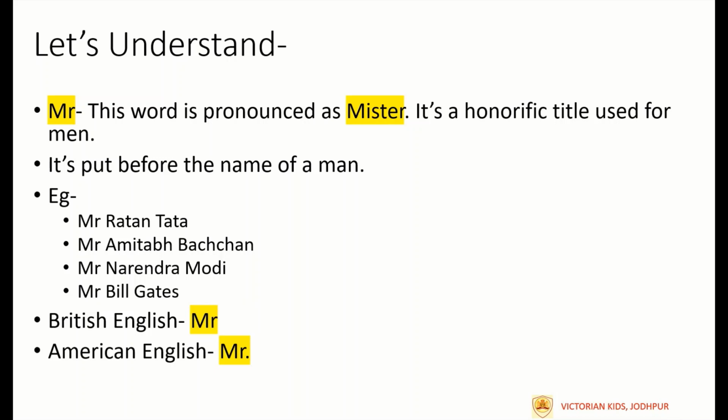You may see two different forms of writing Mr. One is simply Mr and another way is Mr followed by a dot. Both are correct. Simply Mr is used in British English or the form of English used in Britain or the United Kingdom. Mr dot is used in American English or the form of English used in America. Since we are using British English, we will simply write Mr for Mister and put no dot after it. Now let's begin.